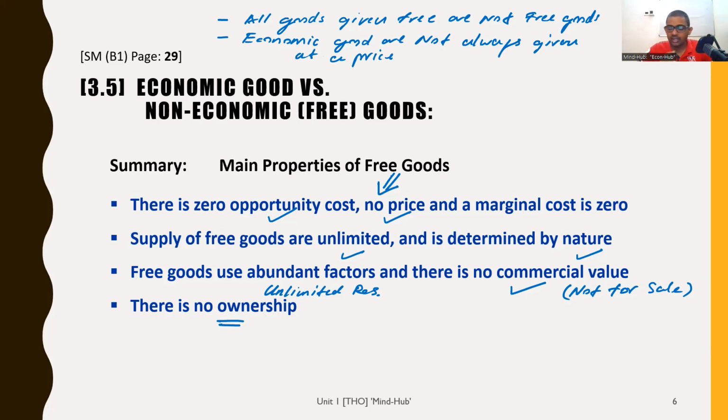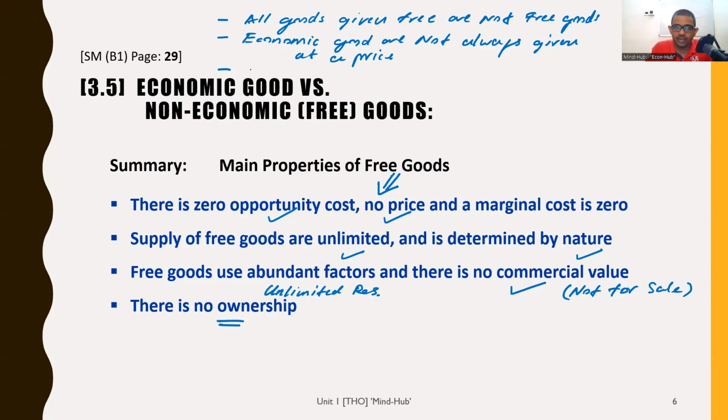Now, don't get that mixed up. Economic goods always have a price, right? But they can be given free of charge. So you don't have to memorize all of this. I'm just saying these different ways, because when you read, you need to understand what they are saying.